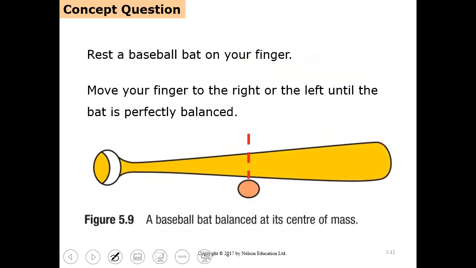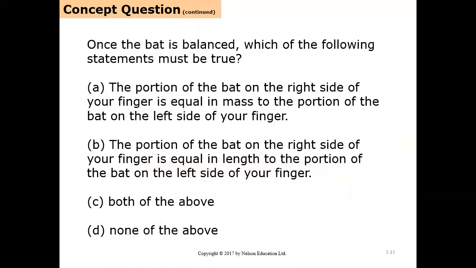Right, so we have a concept question here. This is showing a baseball bat. Someone balances it with their fingers, by moving the finger, and say it is balanced somewhere here. Now we have a question on this balancing. In the next slide, once the bat is balanced, let me draw it again, and say it is balanced here. This is the left side of the bat and the right side of the bat. The portion of the bat on the right side of your finger, is it equal in mass? So the mass of the right side and mass of the left side. You have to choose which statement is correct.